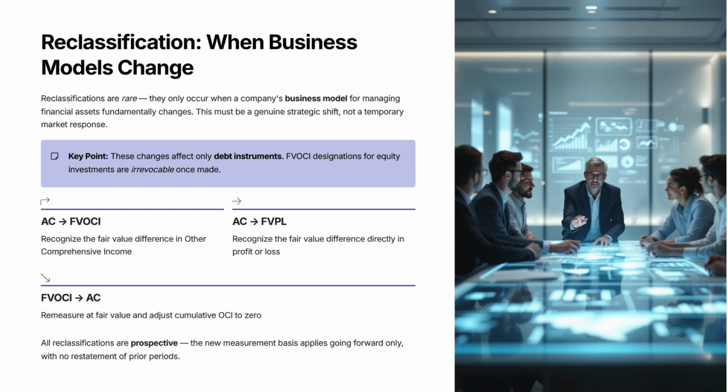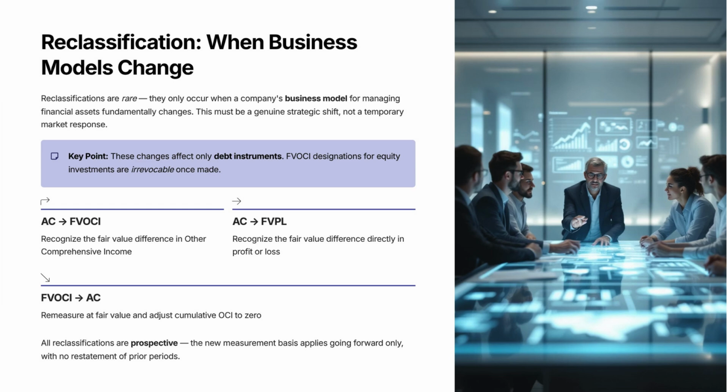Here's the summary. Moving AC to FVOCI means recognizing the difference in OCI. From AC to FVPL means recognizing the difference in profit or loss. And from FVOCI to AC means remeasuring at fair value and adjusting cumulative OCI. All reclassifications are prospective, meaning the new measurement applies going forward only.